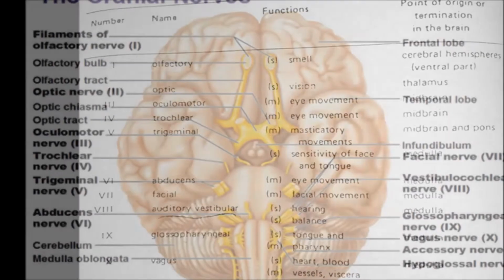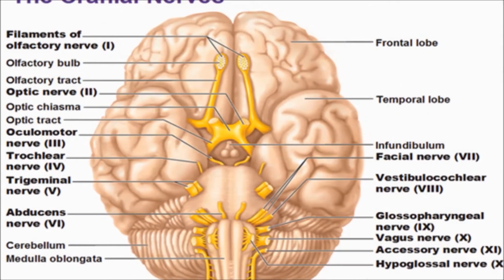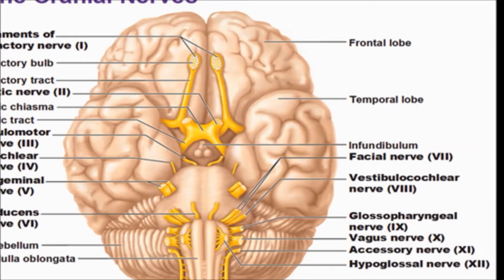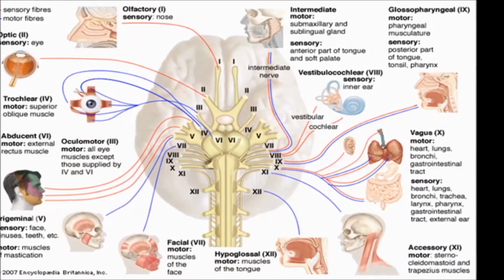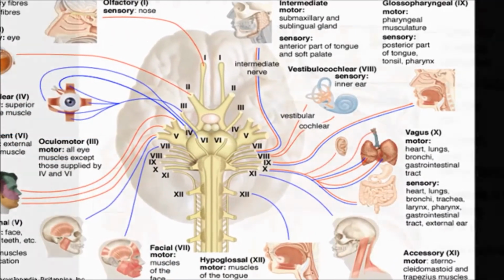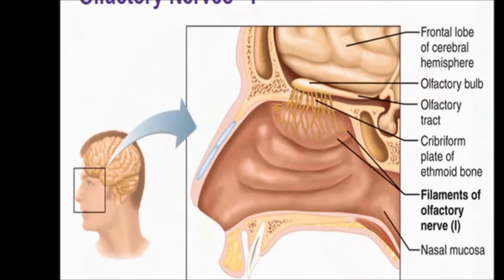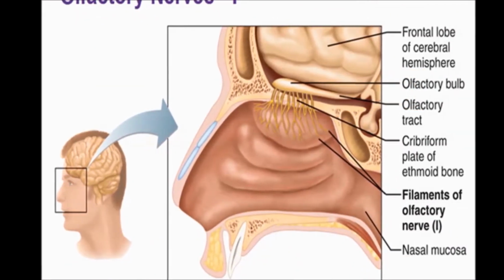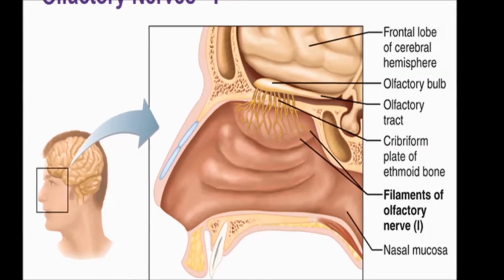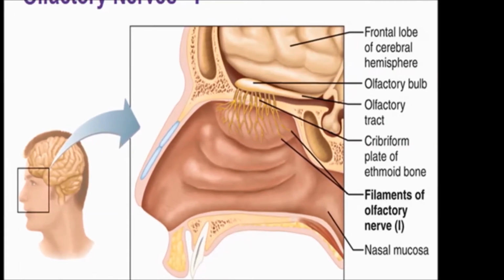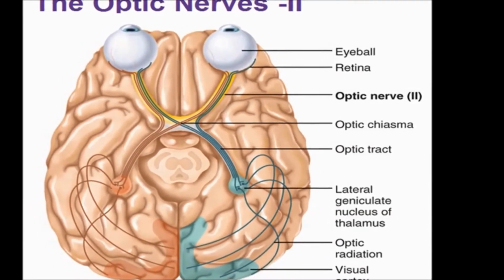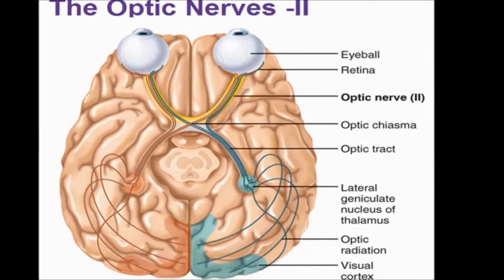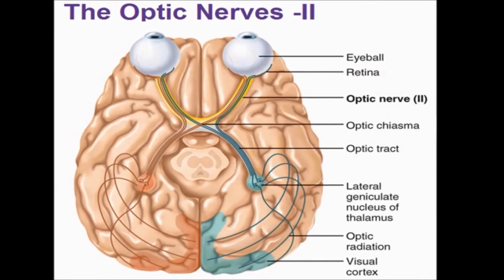Now let's study the various cranial nerves in detail. Let's start with the olfactory nerve. Olfactory nerve, as you all know, is concerned with odor or smell. The odor molecules come into the nose and the filaments of the olfactory nerve pick it up. The optic nerves are just the sensory nerves of vision. They lead up to the optic chiasma, that is the crossing, and carry information all the way to the occipital lobe.